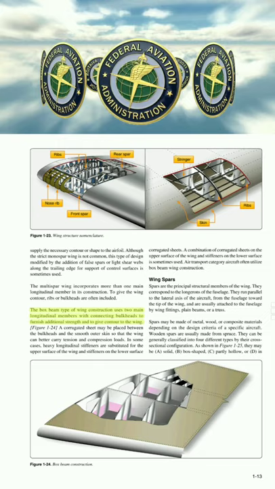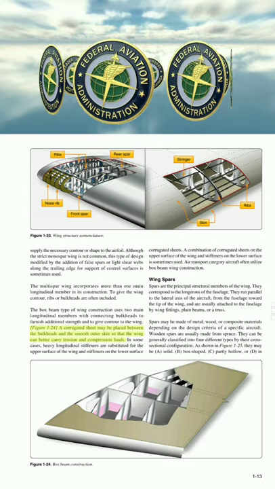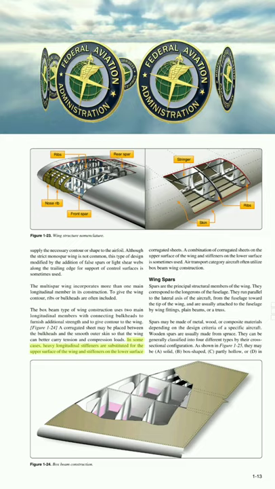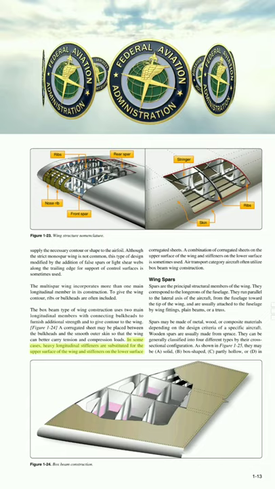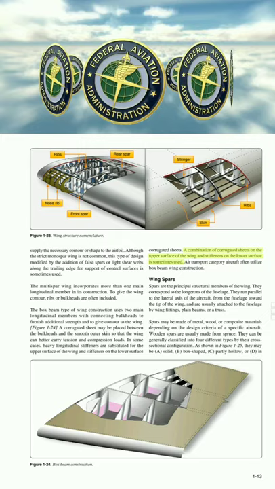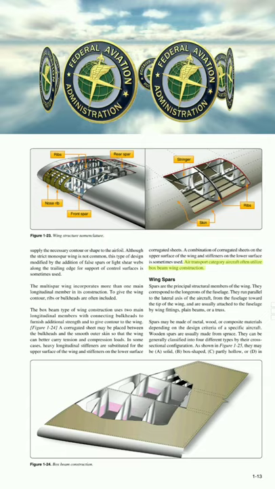Figure 124. A corrugated sheet may be placed between the bulkheads and the smooth outer skin, so that the wing can better carry tension and compression loads. In some cases, heavy longitudinal stiffeners are substituted for the corrugated sheets. A combination of corrugated sheets on the upper surface of the wing and stiffeners on the lower surface is sometimes used. Air transport category aircraft often utilize box beam wing construction.